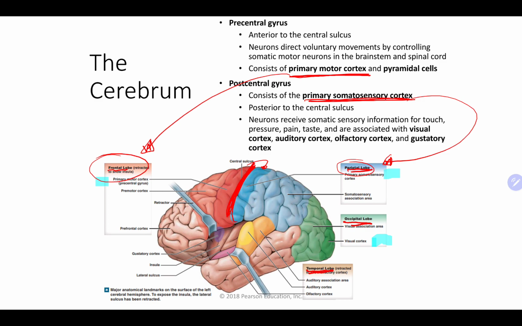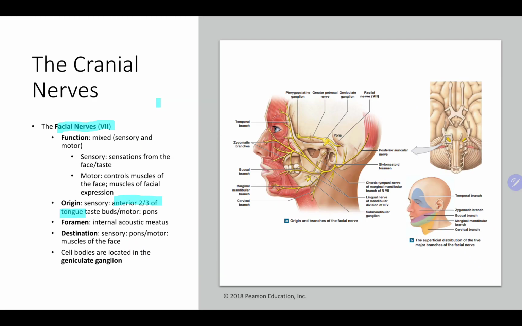And then you also want to remember, in this occipital lobe back here, we have the visual cortex. So that cranial nerve will come in here from the eyes, synapse with the neurons in the thalamus, and they'll ultimately go back to the occipital lobe, and that's where the visual cortex is going to be located. So remember that.